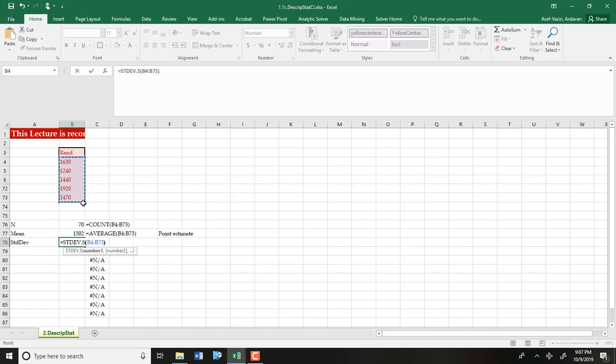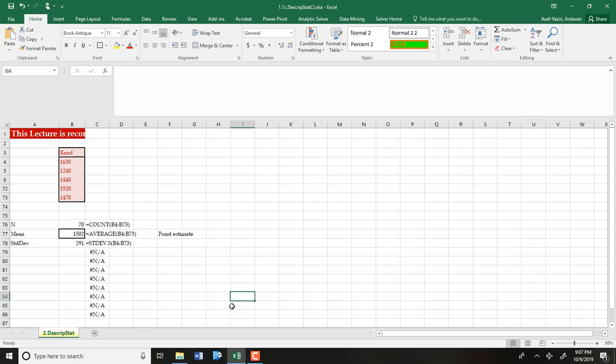Now we compute standard deviation of this sample. That is a standard deviation of sample. But we need a standard deviation of the average. We have computed the average, which is this one. I need to compute what is the standard deviation of that 1,502 hours.